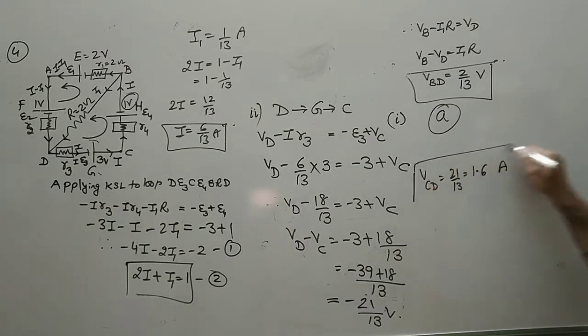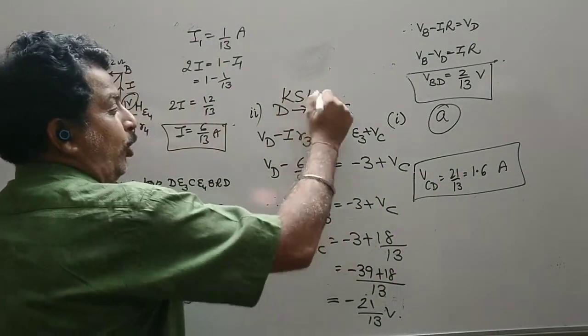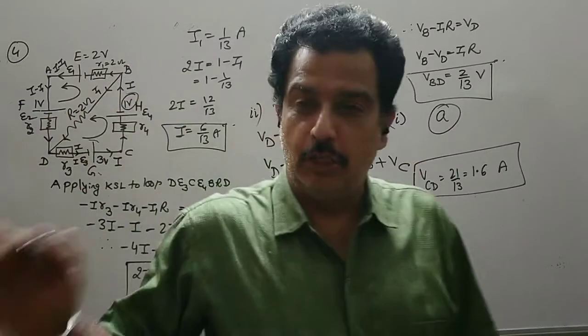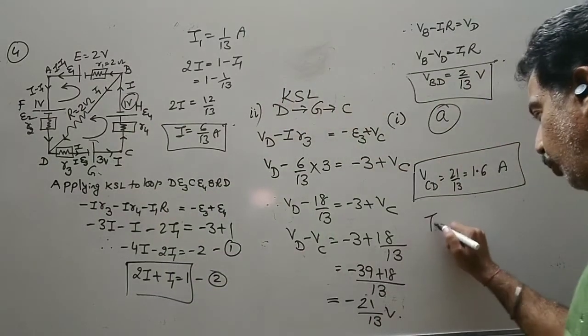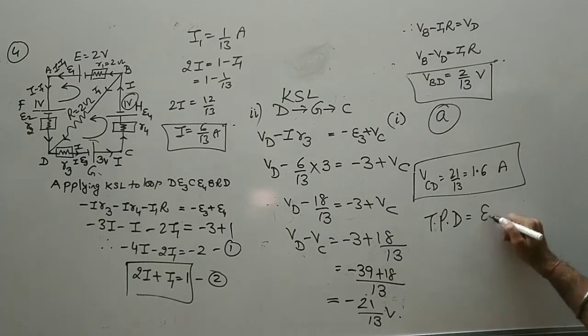So you can find out this value. So this is the terminal potential difference. Here I applied Kirchhoff's second law, and we also know that the terminal potential difference is equal to the EMF minus I into R.